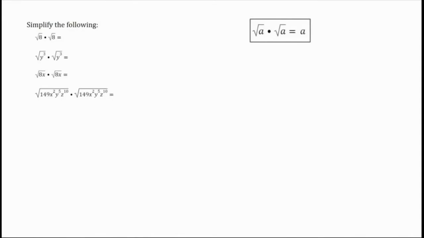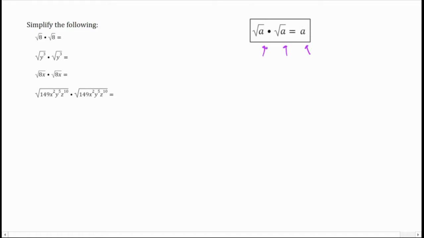You're asked to simplify the following, and these ones here are actually really simple. They're still multiplying radicals, but we have this rule where if we take the square root of a number times the square root of the same number, well, that gives us that number without the square root.